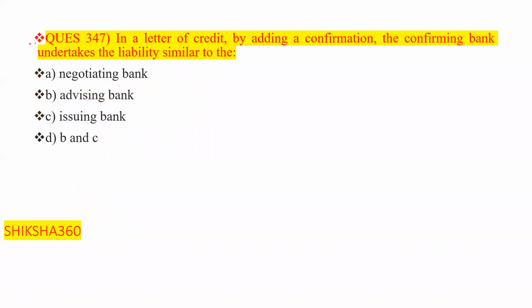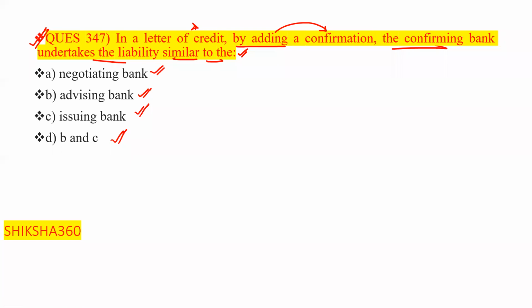Now move to the next question, question number 347. In a letter of credit, by adding a confirmation, the confirming bank undertakes the liability similar to the, clear? So when any bank adds its confirmation to a letter of credit, the confirming bank undertakes the liability similar to the negotiating bank, advising bank, or issuing bank. Option D is B and C.